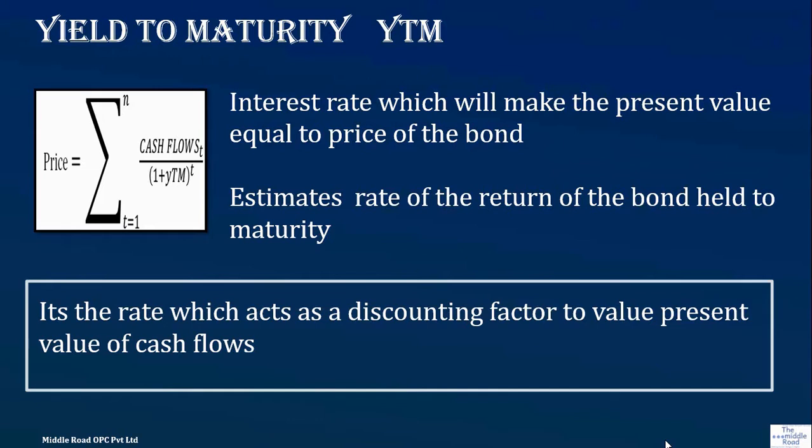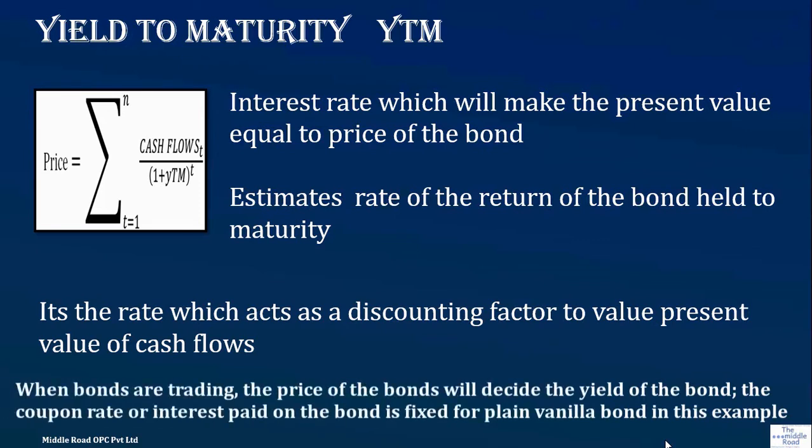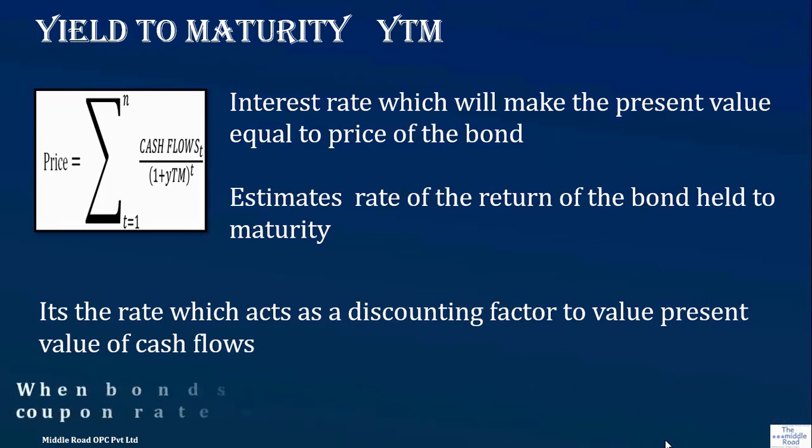Usually the bonds are not held to maturity. They are traded either on the stock exchange or over the counter. Since the price of the bonds keeps on changing, the yield to maturity would be very different. The yields of the bonds will be changing every time. So the price would decide the yield of the bond. When we are looking at yield to maturity, we'll use this concept to discount the bonds.